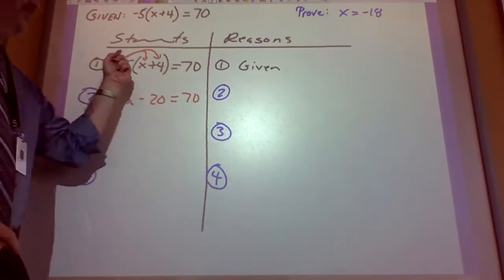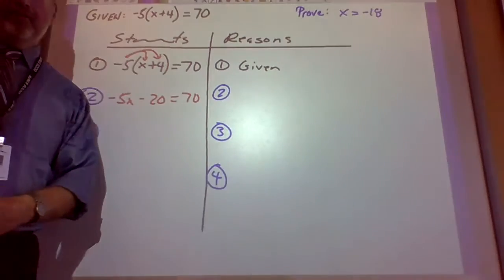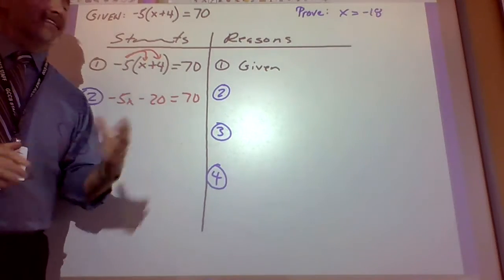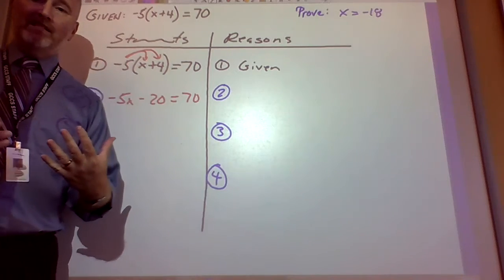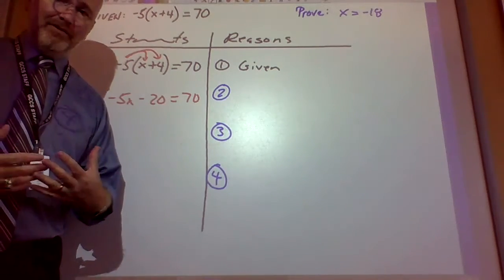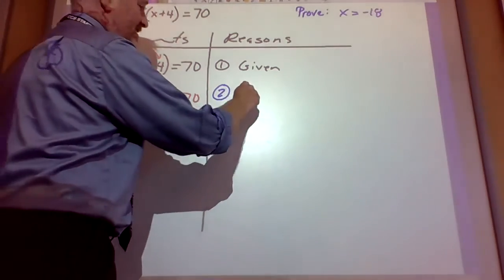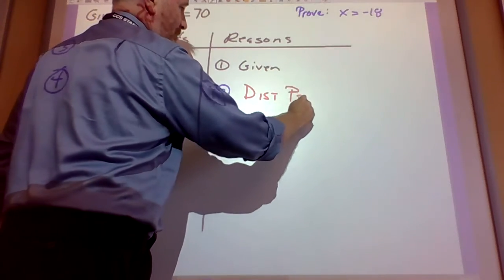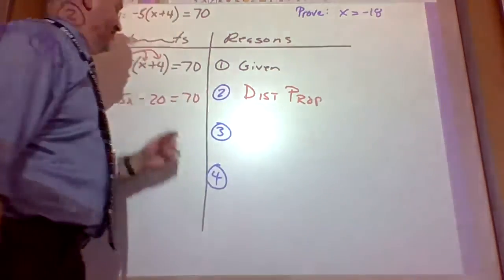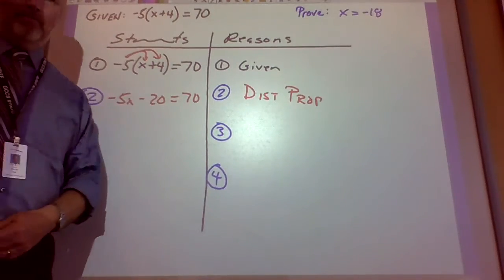Now, with those little arrows going around, and just the look of this, I think everybody knows what I just did there. And why I'm allowed to do that is because of the distributive property. All right, so we're going to call it dist prop. I just demonstrated the distributive property.